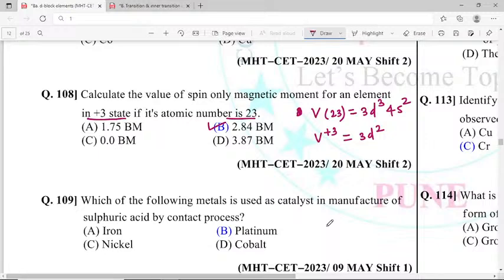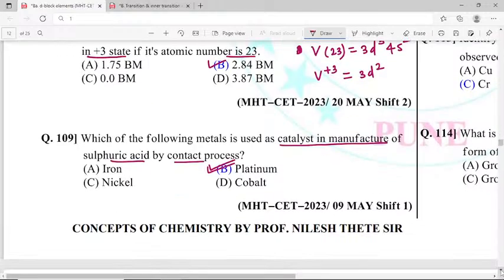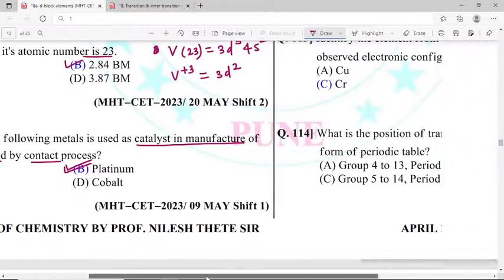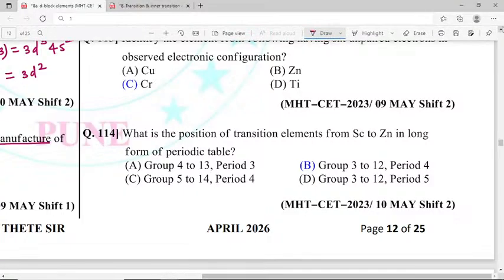Which of the following metals is used as a catalyst in the manufacture of sulfuric acid by the contact process? Platinum is the answer. Platinum is a catalyst used to prepare sulfuric acid by the contact process.